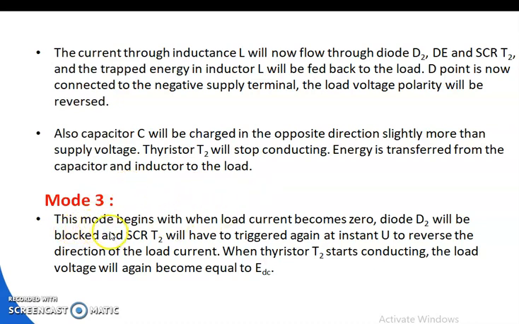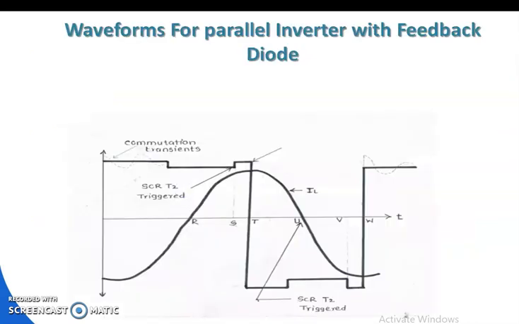Mode 3. This mode begins when the load current becomes 0. Diode D2 will be blocked and SCR T2 will have to trigger again at the instant to reverse the direction of the load current. When thyristor T2 starts conducting, the load voltage again becomes equal to EDC. The waveform of the parallel inverter with feedback diodes.